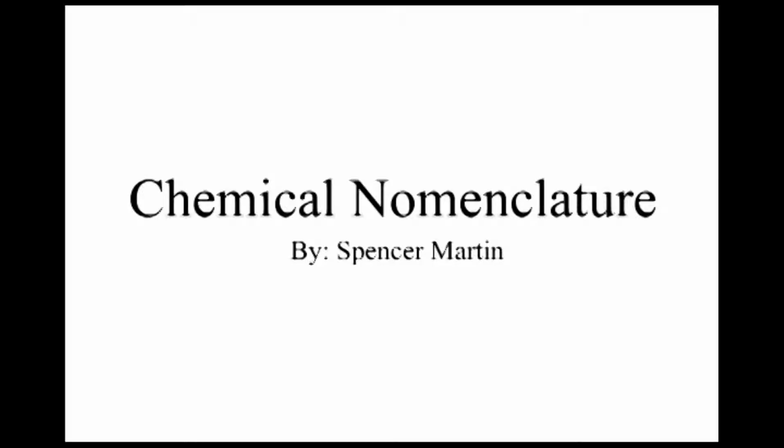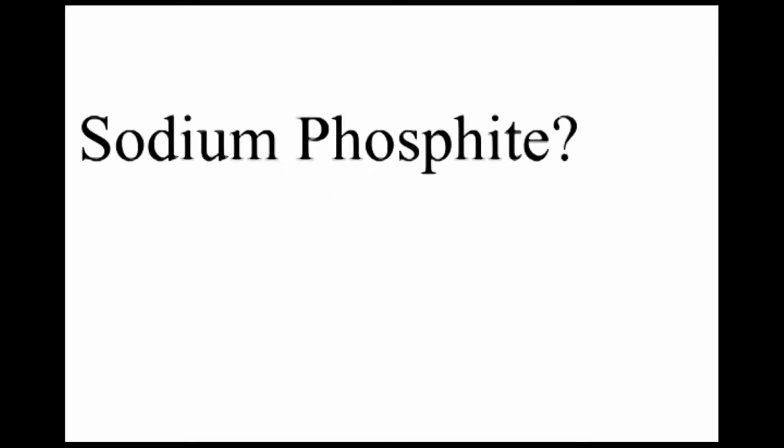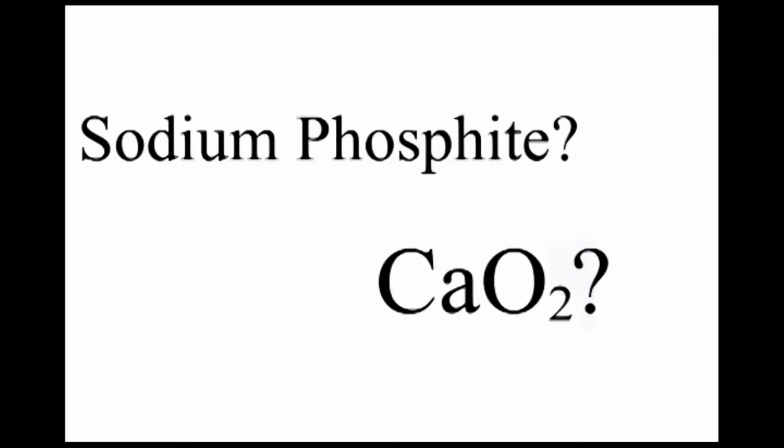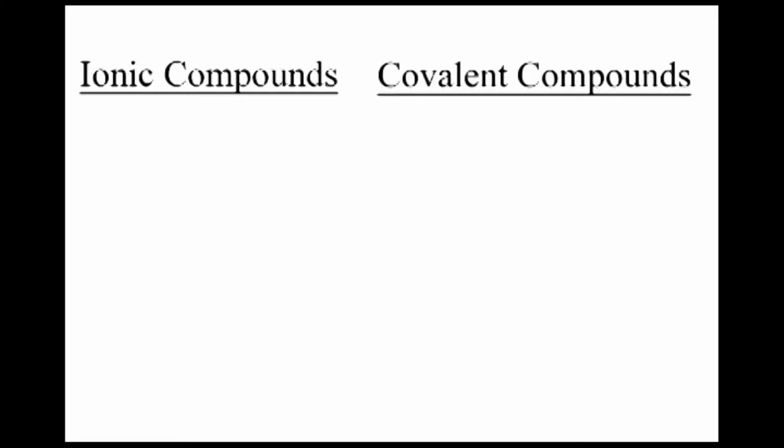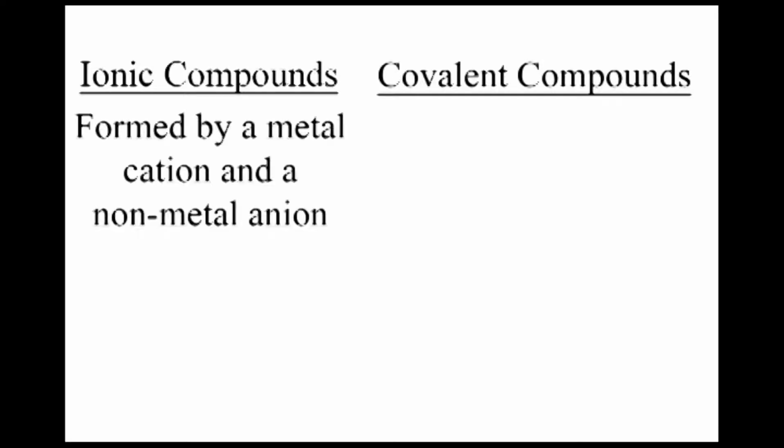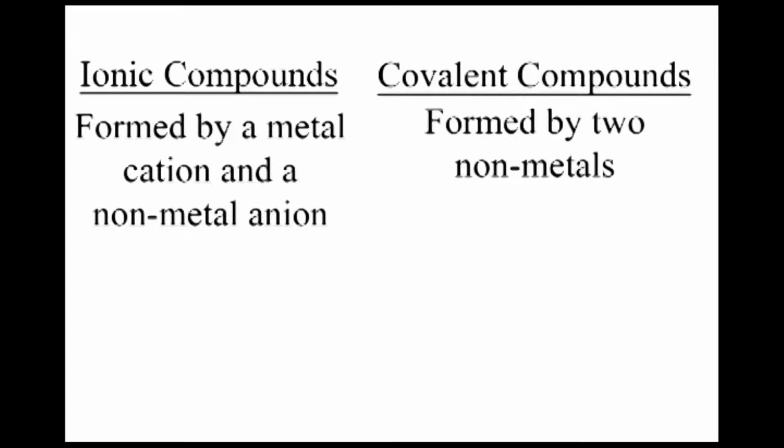How do scientists come up with names for chemicals like sodium phosphite and CaO2? There's a simple way to name chemicals that I can teach you. First, you have to separate chemicals into ionic compounds and covalent compounds. Ionic compounds are formed with a metal cation and a non-metal anion. Covalent compounds are formed with a non-metal and a non-metal.